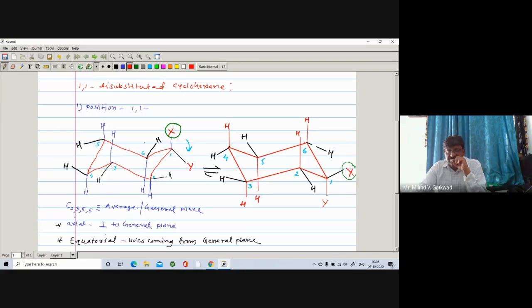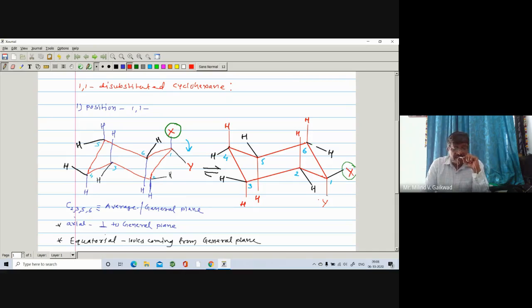Now in the previous case, the X was axial. When ring flipping takes place, it becomes equatorial. So axial bond becomes equatorial and equatorial bond becomes axial. So X was axial, it becomes equatorial. In the previous case, Y was equatorial, it becomes axial. This conversion of axial and equatorial bonds is what happens when it undergoes ring flipping. So it is called ring flipping, right?